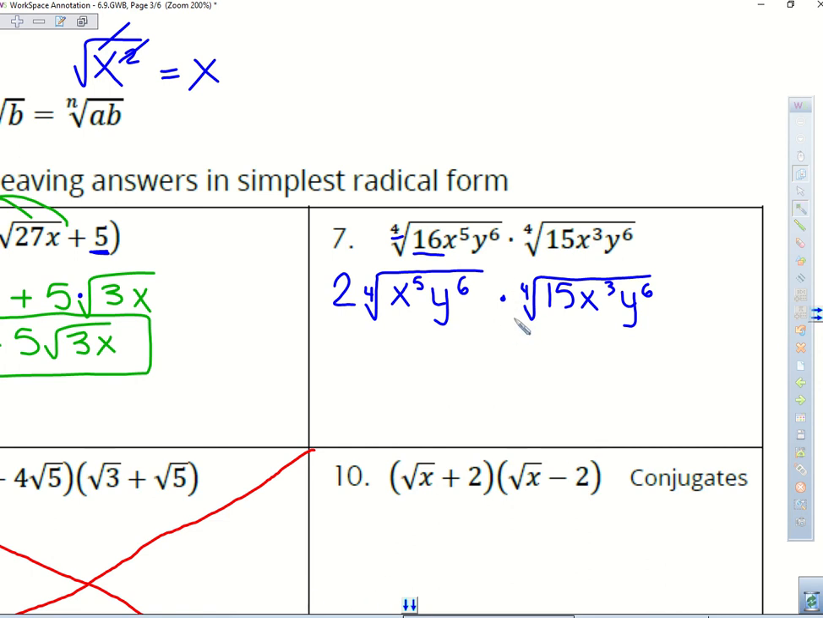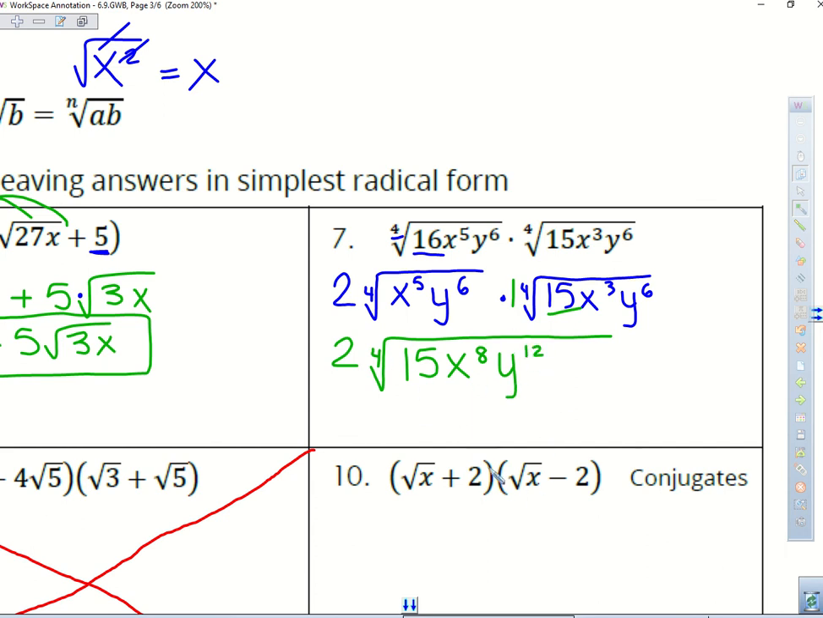So this always has an implied 1 in the front, so we can multiply the numbers by each other. The 1 times the 2, which is 2. And then anything under the fourth root, I can just put under one big fourth root. So I have the 15 from this one. And then what is x to the 5th times x to the 3rd? X to the 8th. Good. You remember you add the exponents when you're multiplying. And then it's going to be y to the 12th.